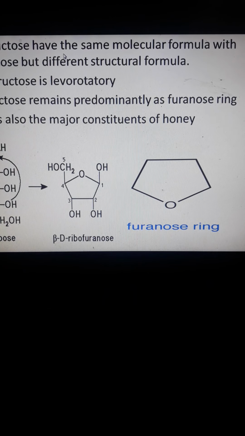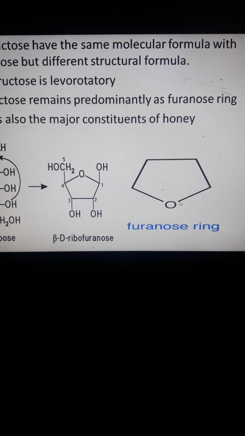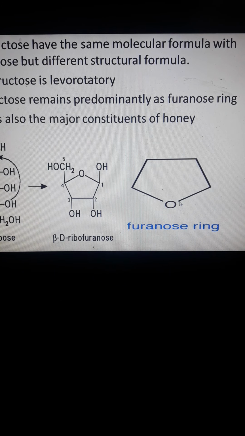Okay? So fructose has a similar molecular formula with glucose but a different structural formula. So that is known to be an isomer or stereoisomer. Okay? D fructose, actually, is levorotatory. So fructose remains predominantly as a furanose ring. Okay, this is considered to be a cyclic organic compound. It is also a major constituent of honey. Okay, so we have D ribose, and we have the beta D ribofuranose. Okay.